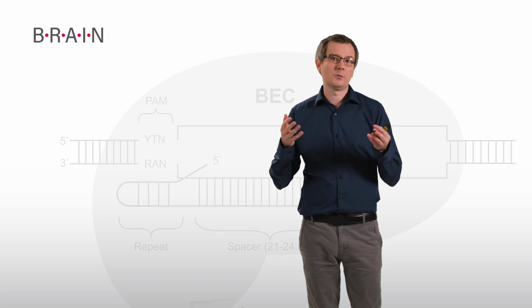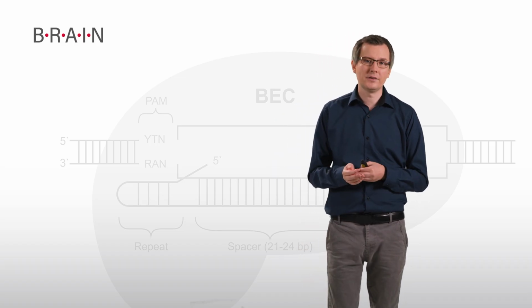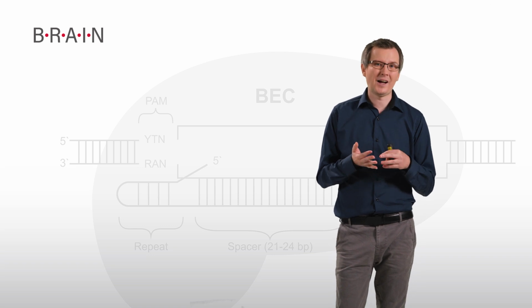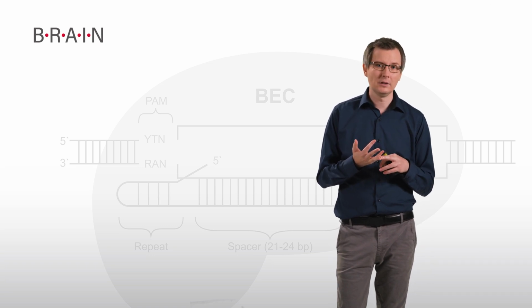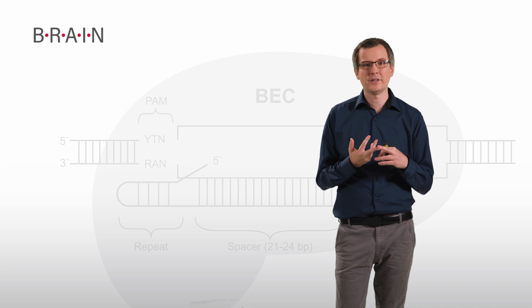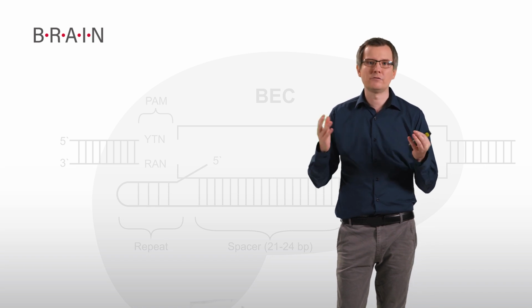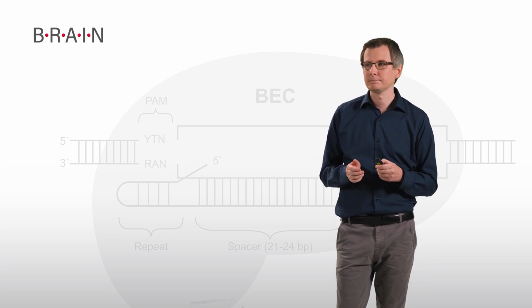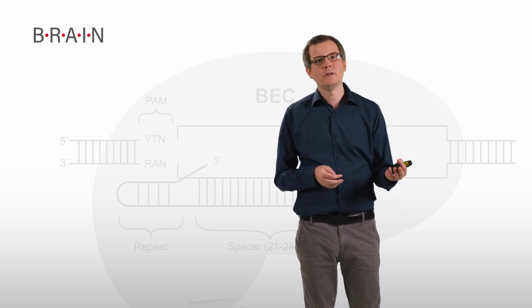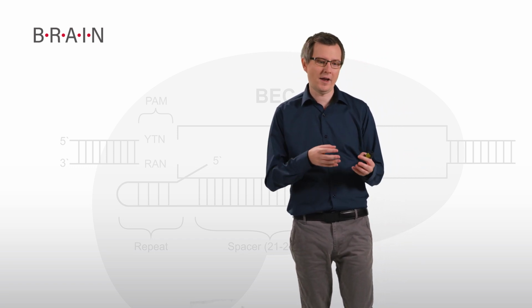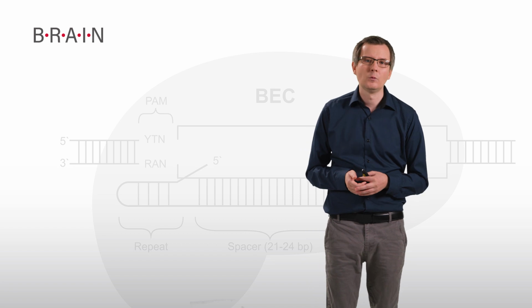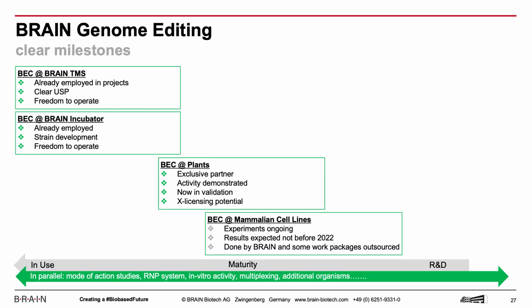So in total, what we could show with these examples is that our BEC protein is a highly efficient genome editing tool that is comparable or even better than Cas9, and it can be used in a variety of different organisms. Where are we using the BEC protein at the moment at BRAIN? First of all, we are already using it in our TMS business, which means that we are using it together with our partners or our collaborators or our customers in several projects.